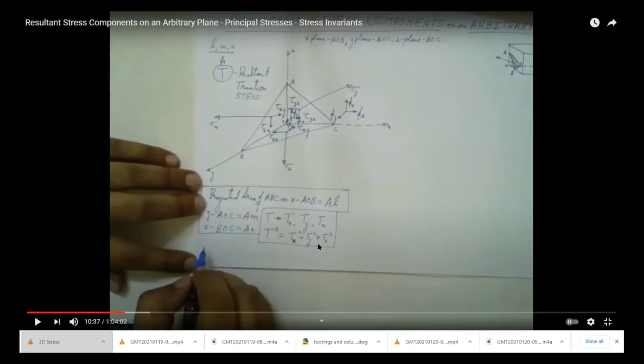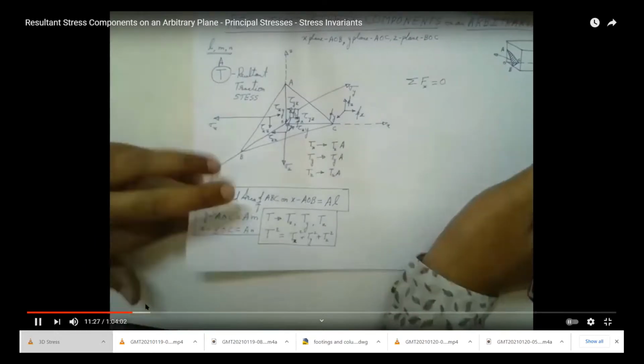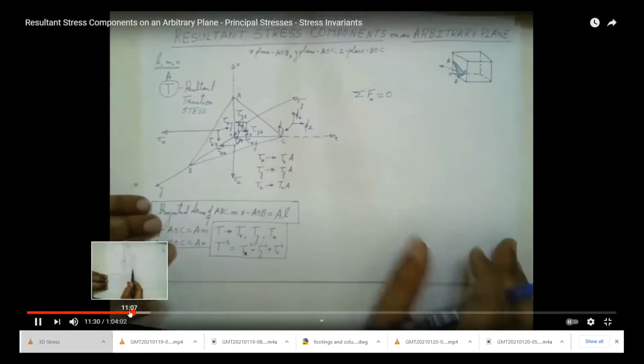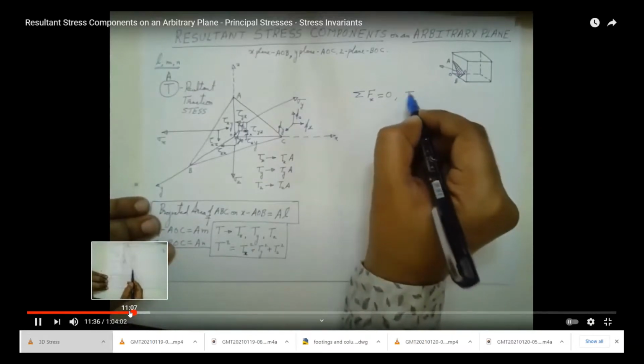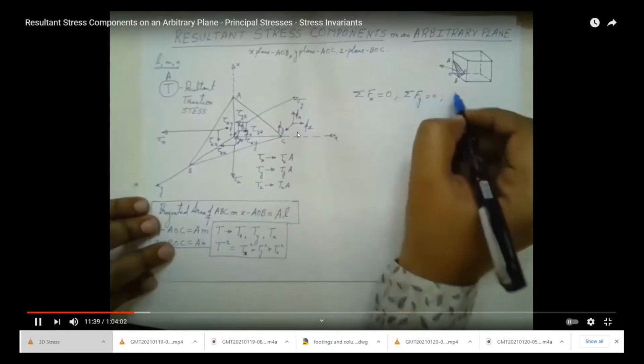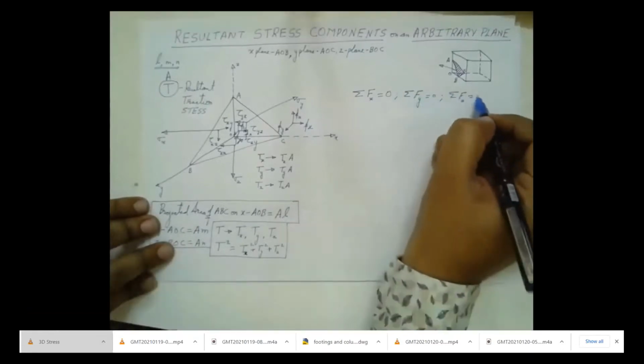So for that, we have to take the projected areas of ABC along X, Y, and Z, and then this resultant traction stress, or you can also say resultant stress. Sigma fx equal to 0, sigma fy will be 0, and sigma fz will be 0 for a static equilibrium.